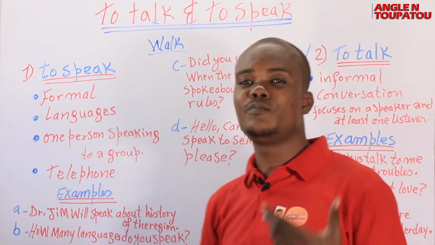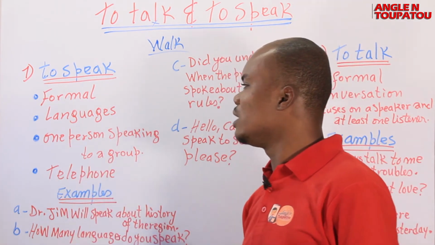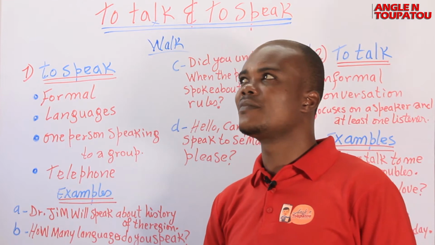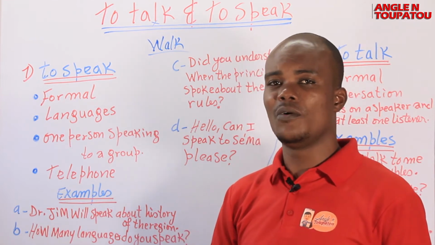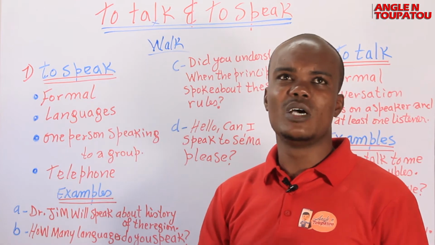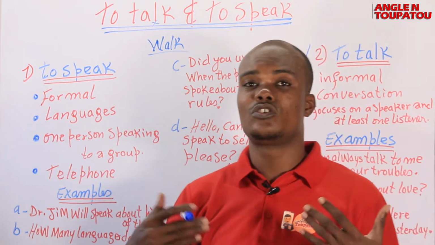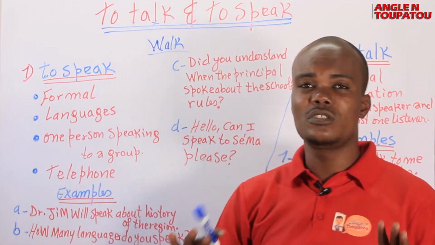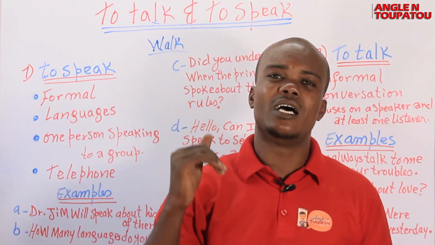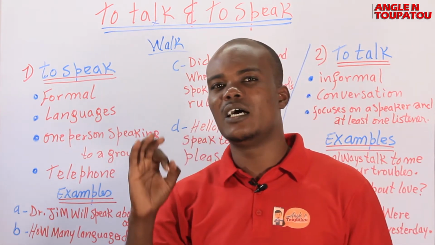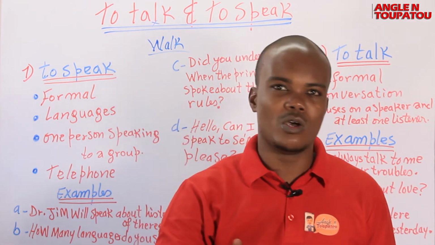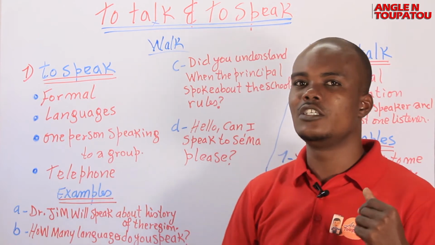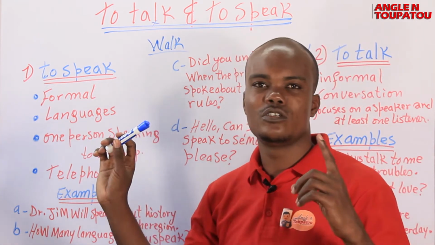And then you use the verb to speak when one person is speaking to a group. One person is speaking to a group, like in a conference, in a church, for example. You use the verb to speak. And after, you use the verb to speak when it's about telephone, when you're talking on telephone, when you're asking a question using telephone, or you can say television also. You can say the verb to speak.